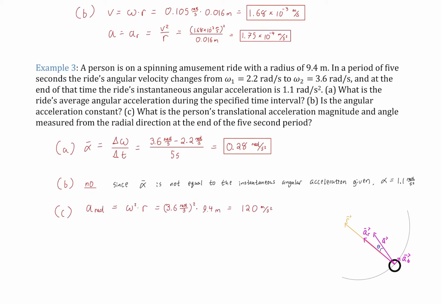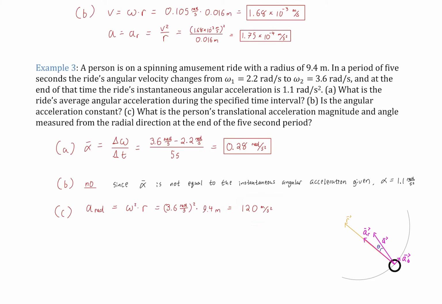So the radial component of translational acceleration is omega squared times r. All right, since we're dealing with the end of the 5-second period, we're going to use the 3.6 squared times our radius of 9.4 meters. And so we get about 120 meters per second squared, right? Not radians per second squared because we're not talking about angular acceleration here.